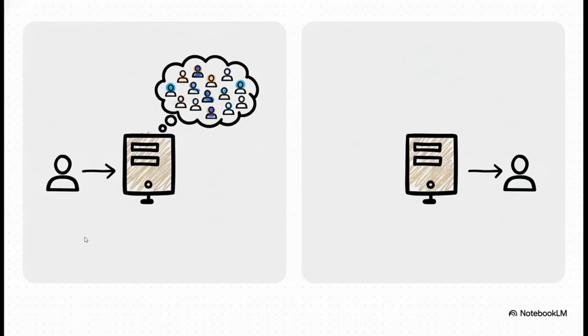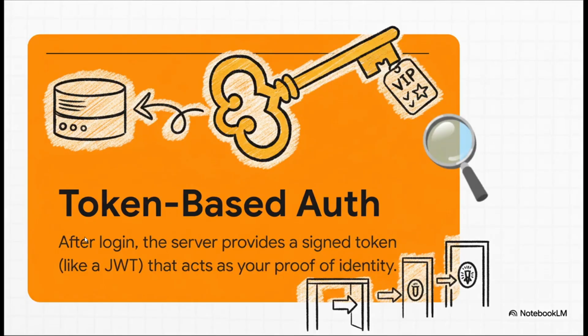Instead, you bring your own proof of identity with every single request you make. And that proof is the token. This is the game changer. After you log in, the server hands you this secure, digitally signed token. A really common one is called a JWT, or JSON Web Token. And it's basically like a VIP all-access pass. It's completely self-contained, it proves who you are and what you're allowed to do, and you can show it to any server in the system, and they'll know instantly that you are legit.